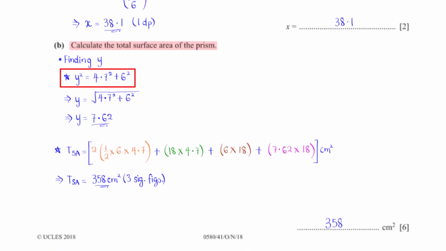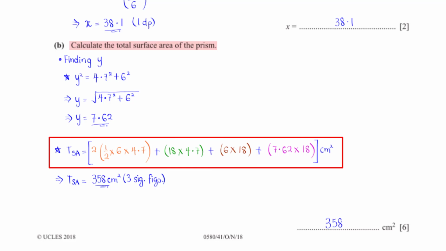This gives us y squared equals 4.7 squared plus 6 squared. To make y the subject, we take the square root of both sides of the equation. This gives us y equals 7.62.